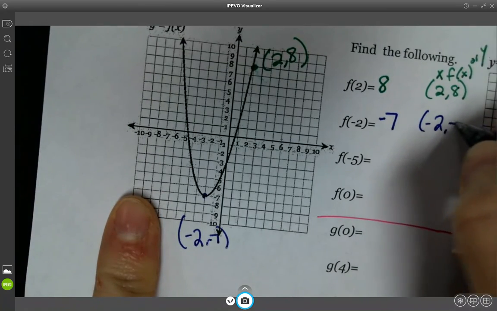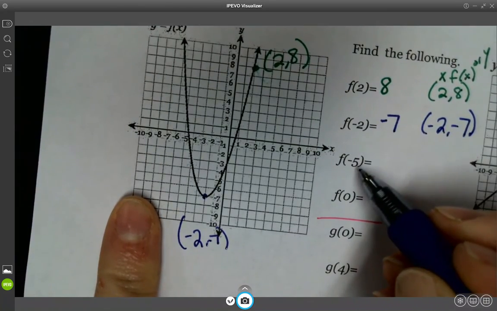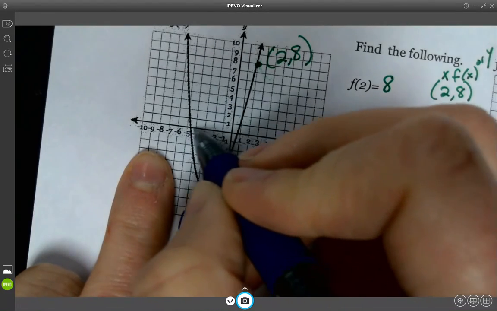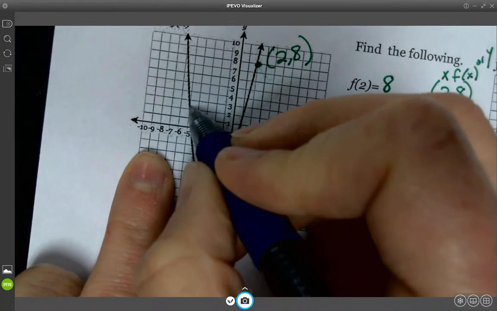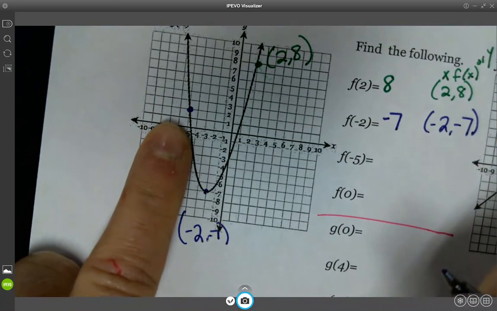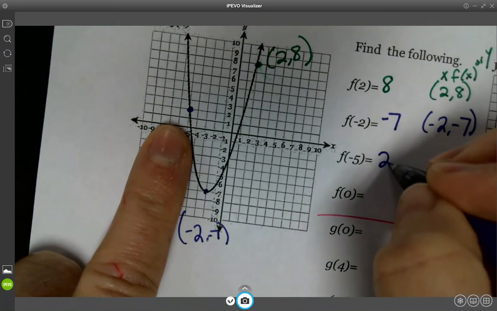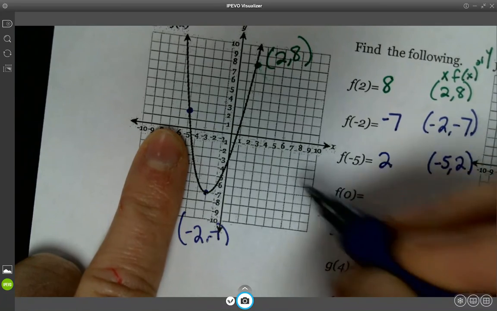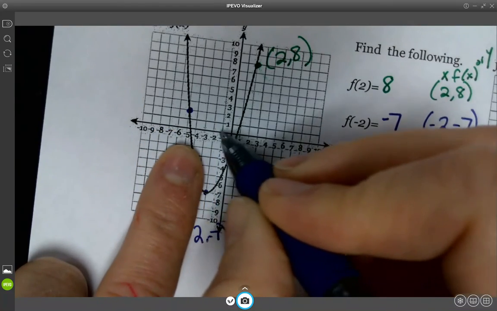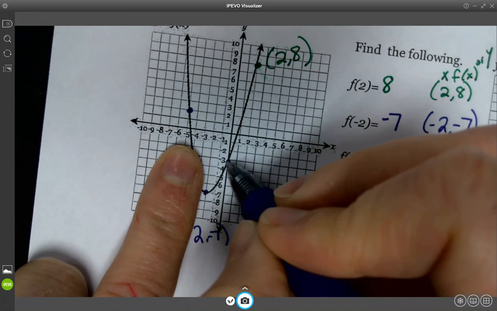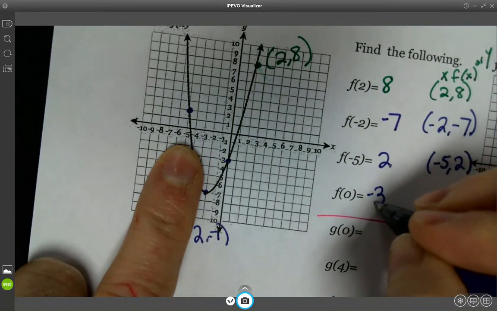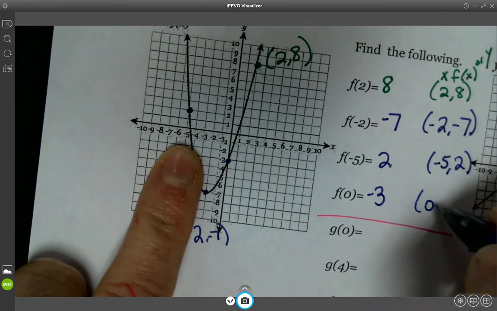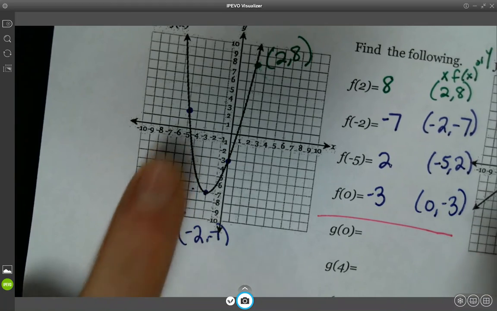So it's negative 2, negative 7. So then you would do f of negative 5. So go over to negative 5, and then I want to find out where it crosses exactly. Crosses exactly at positive 2. That point was at negative 5, positive 2. F of 0, that means x value is going to be 0. Go down to the negative 3. So it's at 0, negative 3.